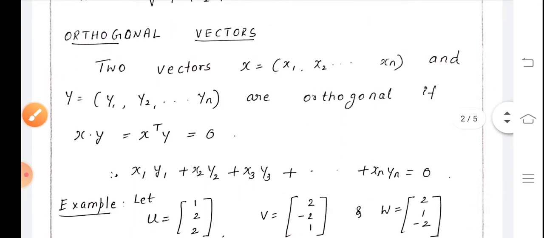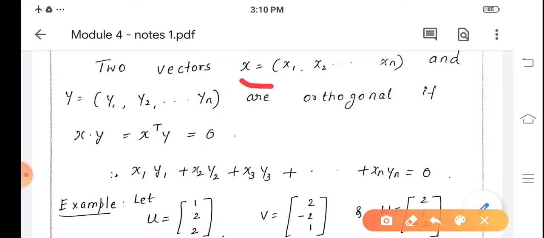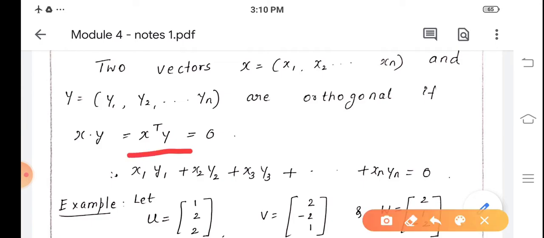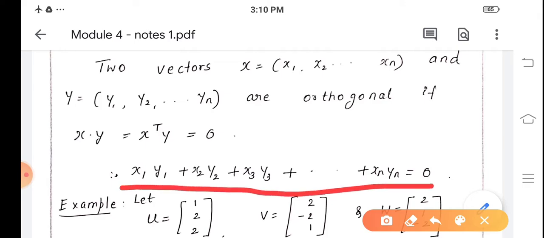Now let us understand the definition of orthogonal vectors. Two vectors x equal to x1, x2 up to xn and y equal to y1, y2 up to yn are said to be orthogonal if x dot y is 0, or the inner product is 0. Inner product is also denoted by x transpose y, that is 0, or we write it as x1 y1 plus x2 y2 plus x3 y3 up to plus xn yn equal to 0.